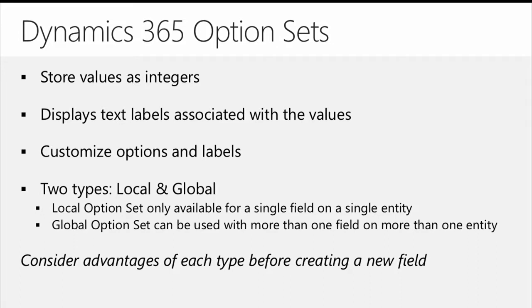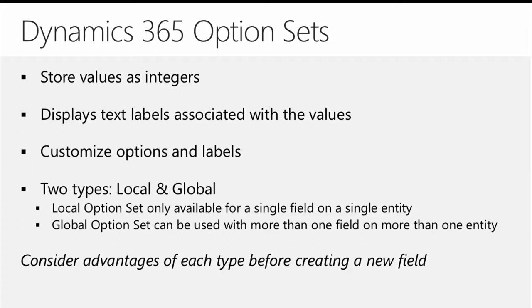From an application perspective, as far as what's going to be displayed to the actual end users consuming those, each one of those option sets will have labels that will be associated with those specific integer values that are stored inside the application. Now, from a customization perspective, I can customize both the options as well as the labels inside the application itself to fit my specific needs. Now, when you're talking about option sets, there's really 2 types of option sets that are available inside CRM. There's what are called local option sets, and then there's global option sets.